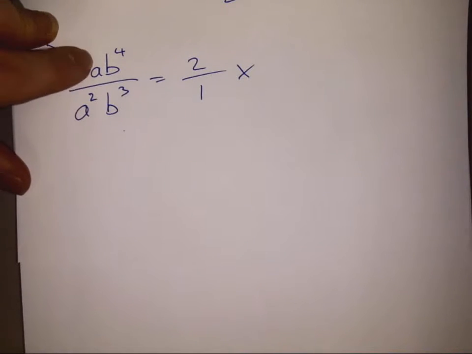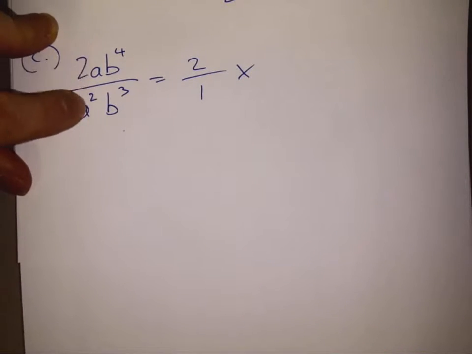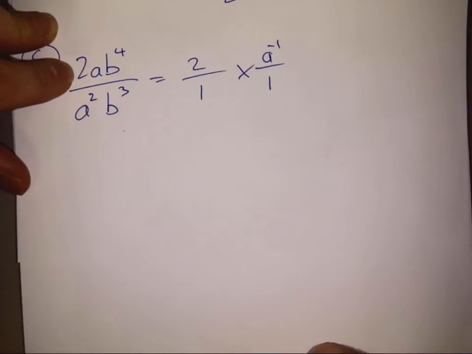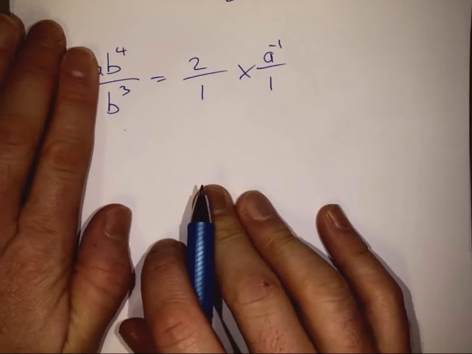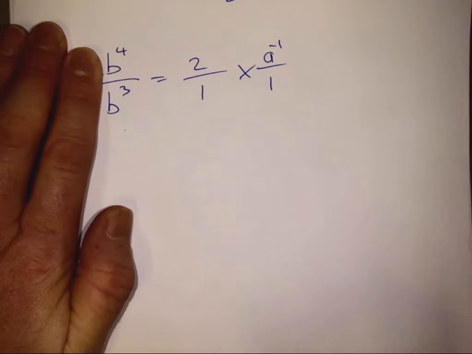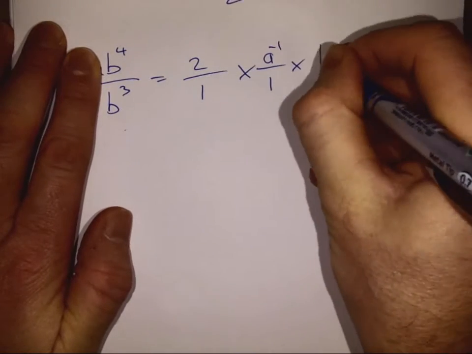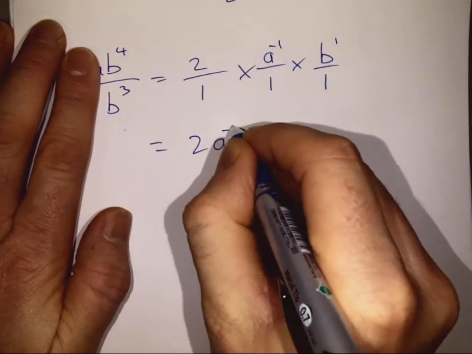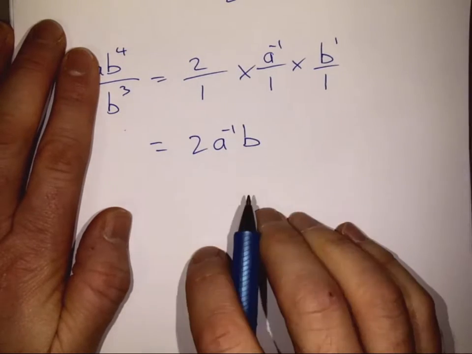So we're subtracting the powers, so the 1 minus 2 is actually a to the power of minus 1, like this. And then looking at the b's, dividing there, we'll subtract the powers. 4 minus 3 is 1, so b to the power of 1 over 1. So that gives us 2a to the power of minus 1 times b.